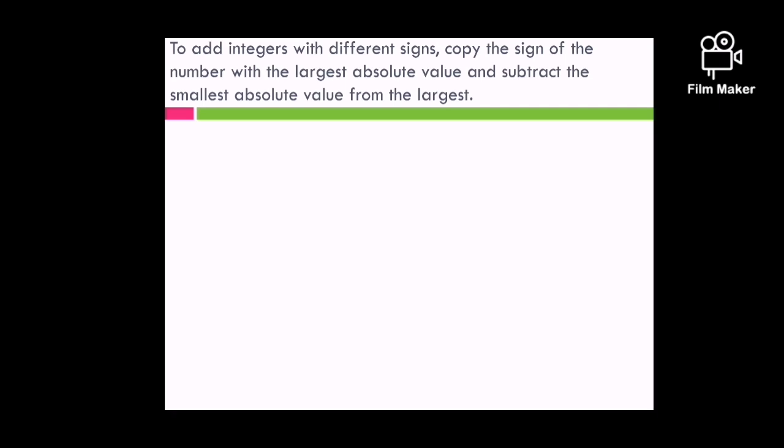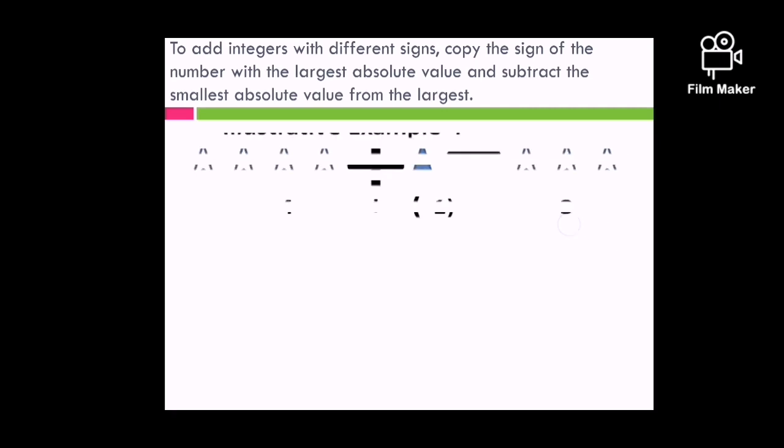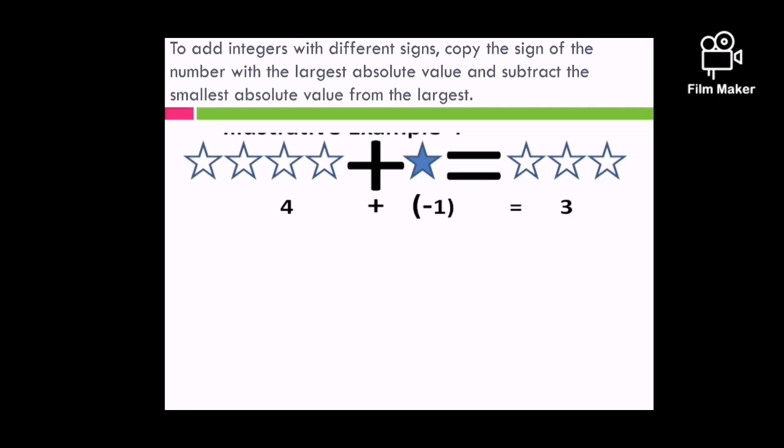To add integers with different signs naman tayo. Copy the sign of the number with the largest absolute value and subtract the smallest absolute value from the largest. So, as you can see, that is 4 plus negative 1. Kung makikita ninyo, magkaiba ang sign. There are 4 white stars and meron siyang 1 blue star.